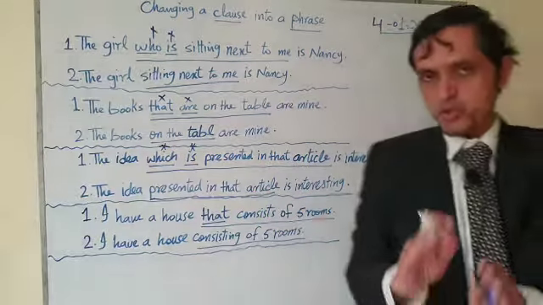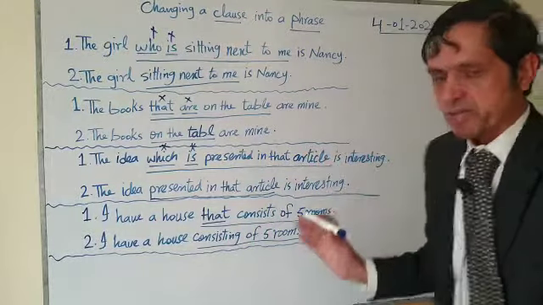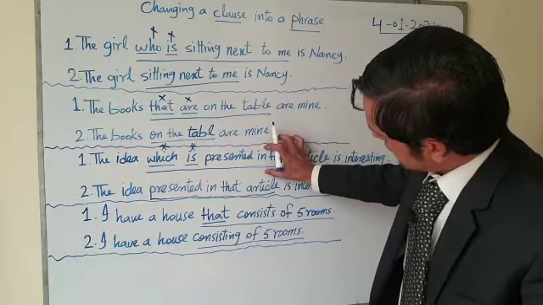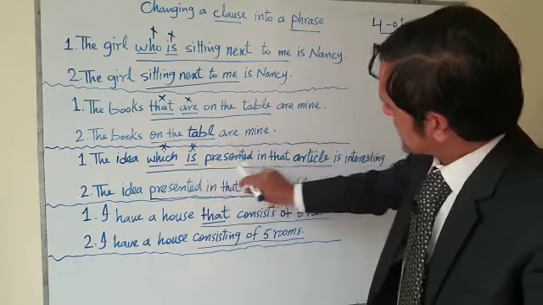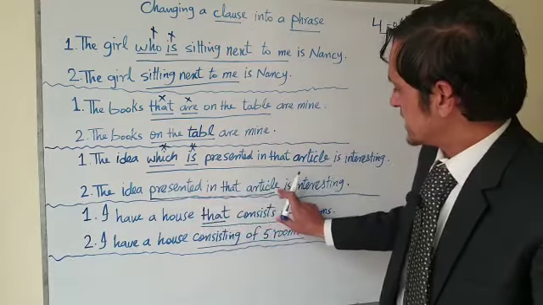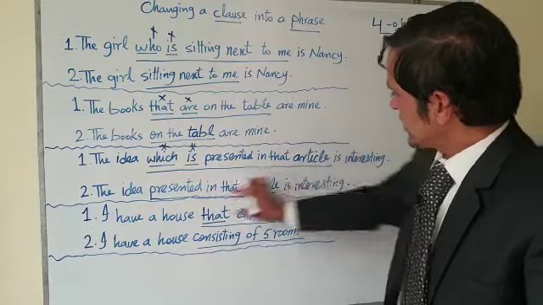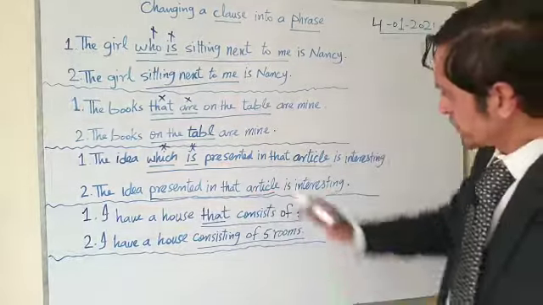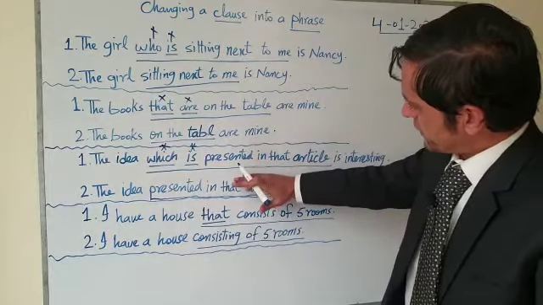Here you shouldn't be confused about where we have brought changes. We have brought changes just in this clause. We have changed this clause into a phrase. "Which is presented in that article" is a clause, and if you say "presented in that article", this is a phrase. So this clause has been reduced to a phrase.